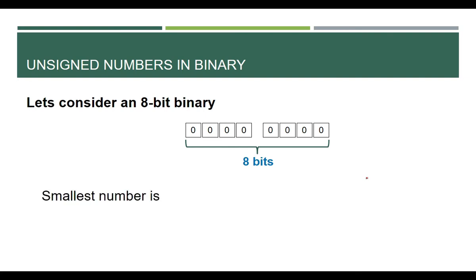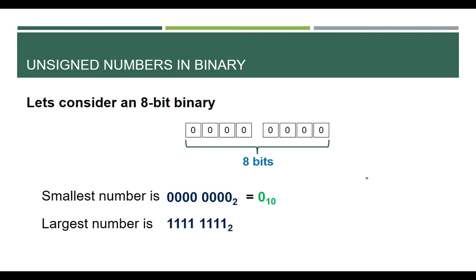The smallest number that we can produce in an 8-bit unsigned binary is 00000000 in binary, and this equals 0 in decimal. The largest number that we can produce in an 8-bit unsigned binary is 11111111, and this equals 255 in decimal.